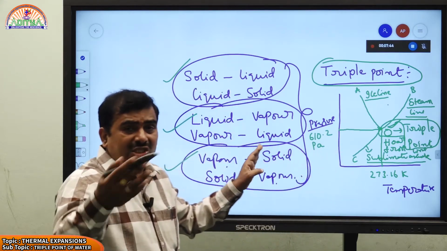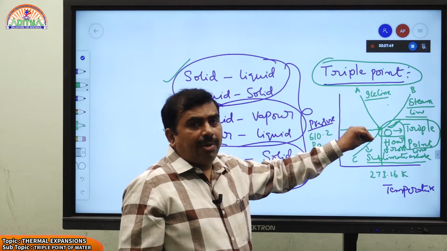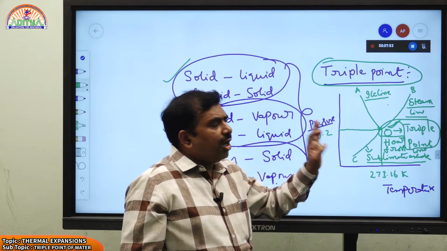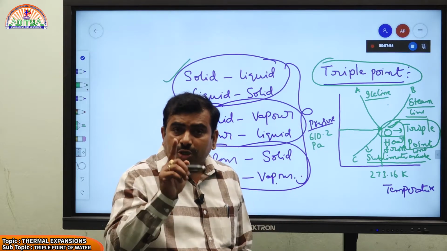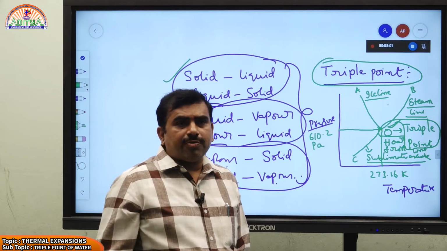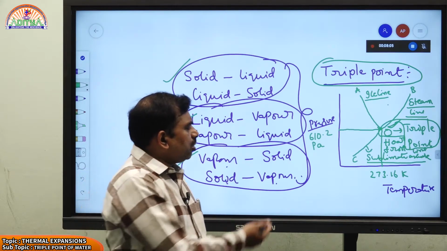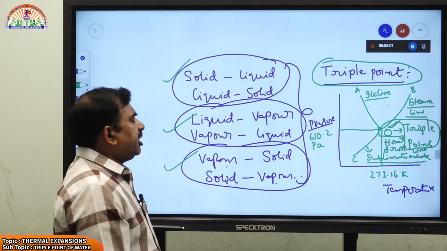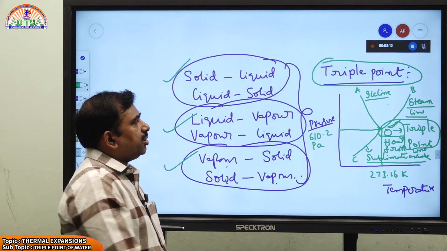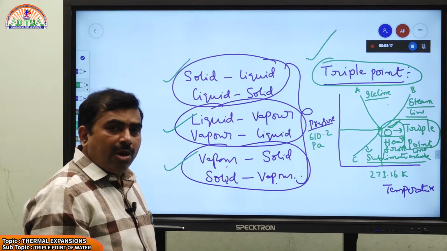So all three states we can watch simultaneously at the triple point. Okay, this is briefly about the triple point of water, or simply you can say triple point. Nowadays you are taking this triple point as the coordinate to construct a thermometer. Previously you were taking lower fixed point and upper fixed point. Look, lower fixed point as the melting point of ice, upper fixed point as the boiling point of water. But at present we are taking the triple point to construct thermometers.